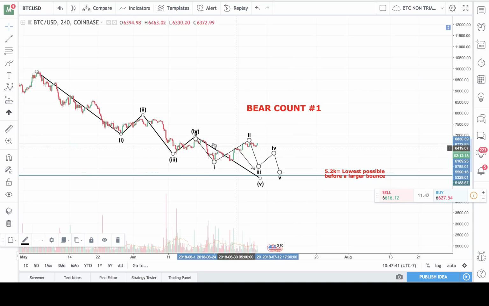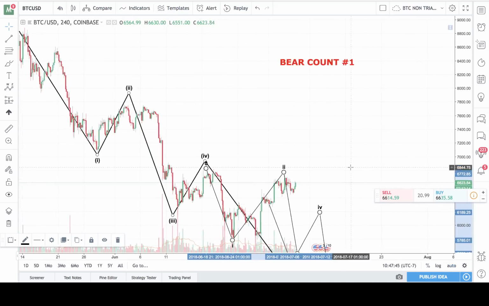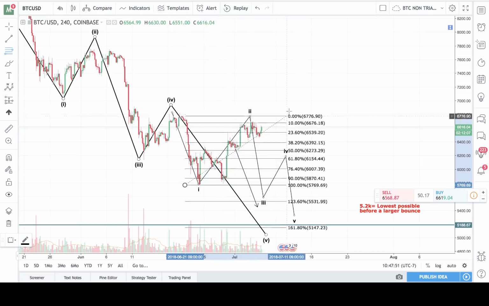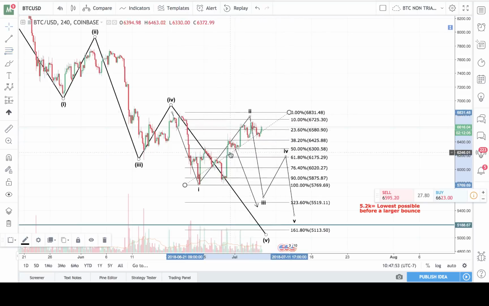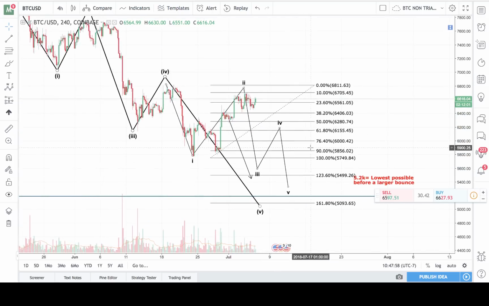In order for that to happen, let's take some fib measurements and see what we get of this initial impulse wave down here. So that's going to be right there, and let's project it from the top of the wave 2. So what we're seeing here is that even if we get the third wave extending to 161.8, it invalidates the entire structure. So again, very tricky.